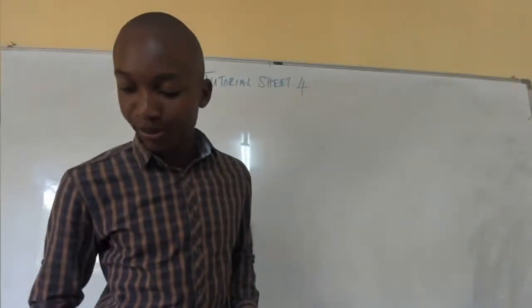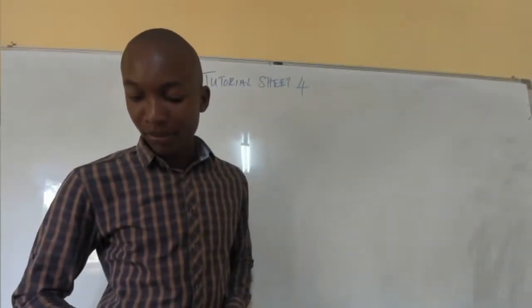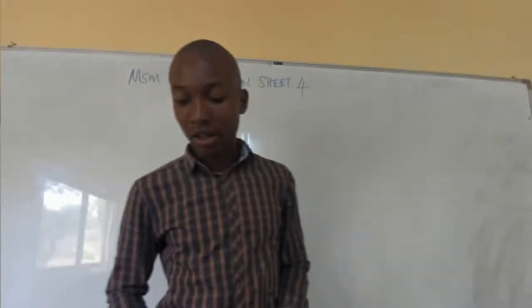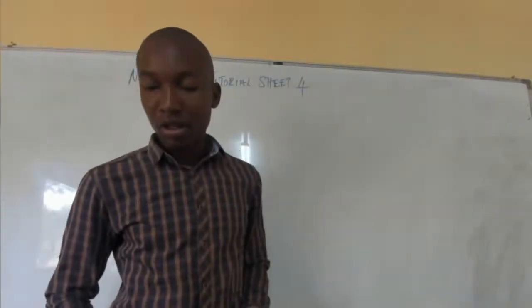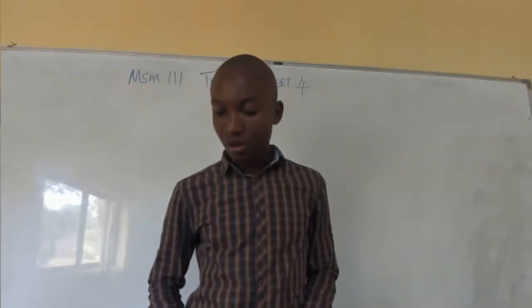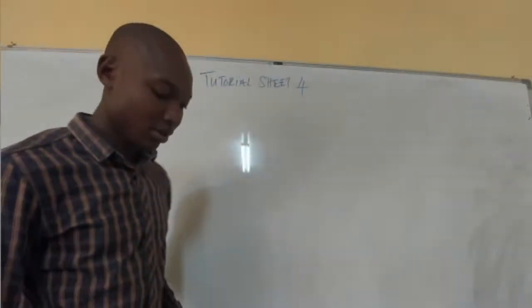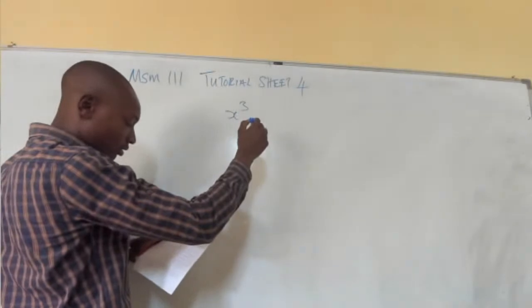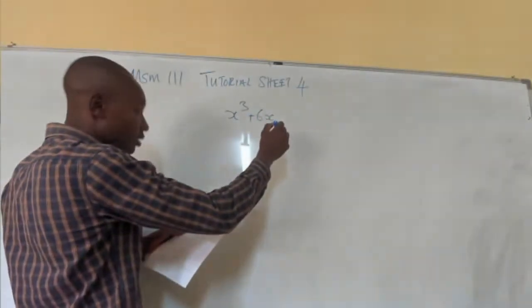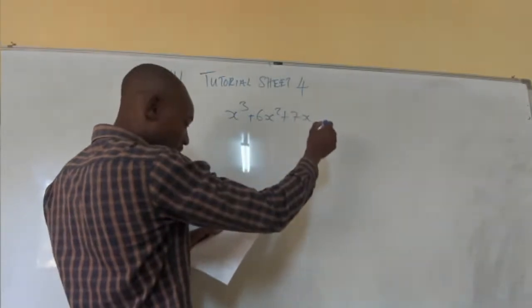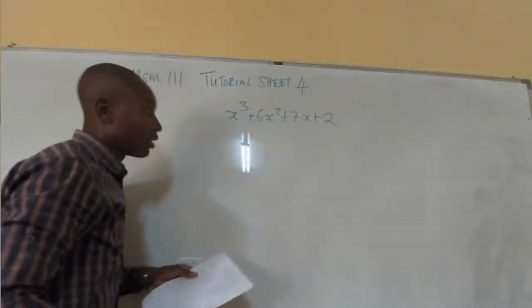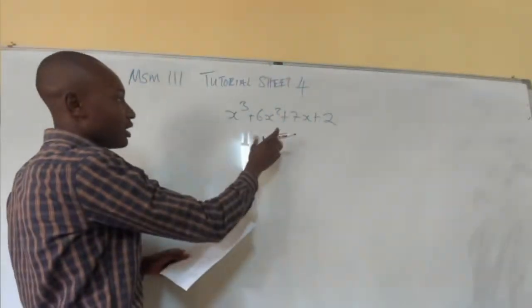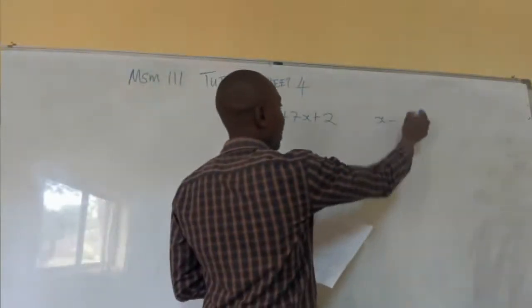Today we're going to do polynomials. Okay, so we're looking at tutorial sheet 4, MSM 111. The first question says, use long division to divide that. So we have the dividend, then we have the divisor x minus 1.